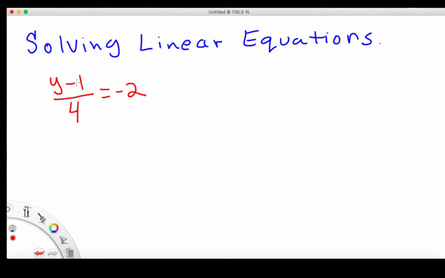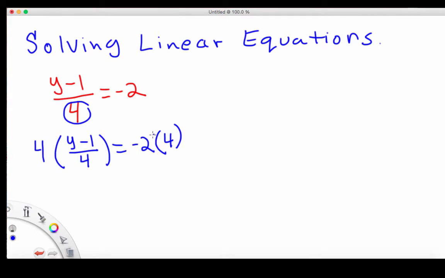Now, Mr. Keys, but I don't like fractions. Okay, we're going to get rid of this fraction and turn it into a nice straight linear equation. When you deal with fractions, always look at the denominator and use the distributive property. Multiply both sides of the equation with that denominator. So here we go: 4 times y minus 1 over 4 equals -2 times that 4 that we pulled out.